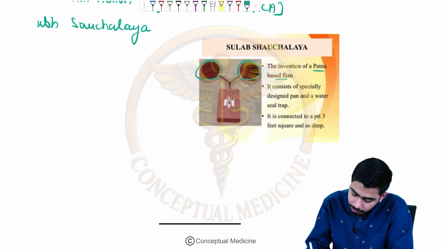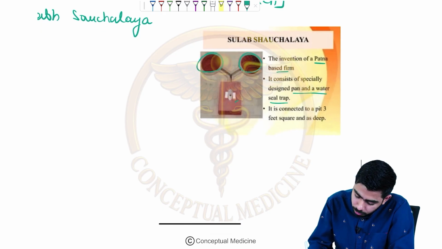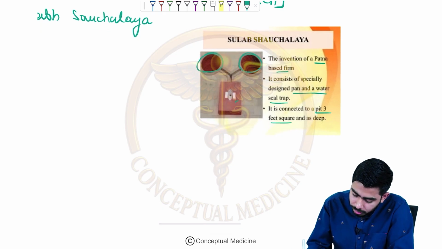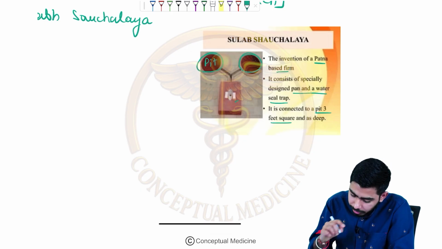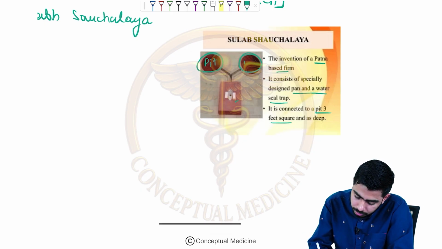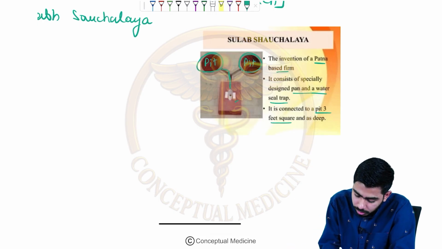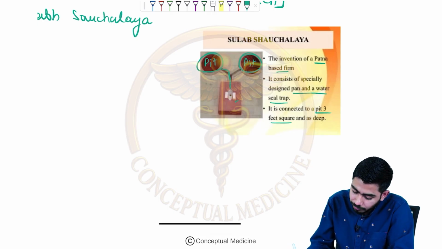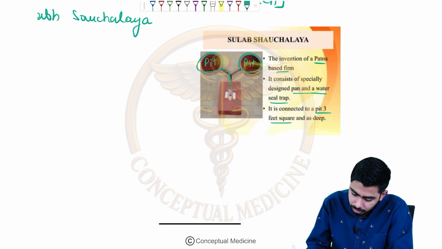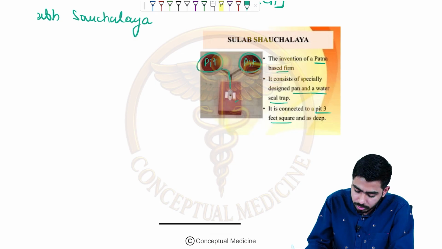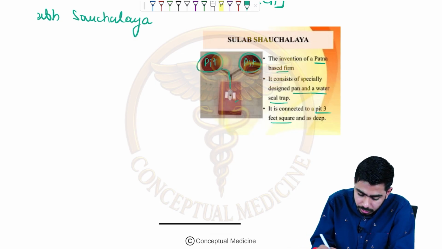You can see the pan over here, a specially designed pan with a water seal trap, and it is connected to a 3 square feet pit. These are the pits which we are talking about right now. Two pits are present over here, connecting to a pan. So this is the Sulabh Shauchalaya system, with 3 square feet as the area, and it is the Sulabh Shauchalaya concept. So it was a Patna based firm.